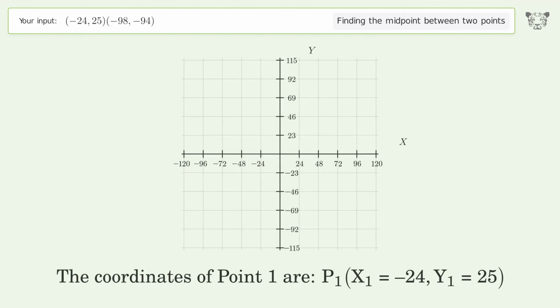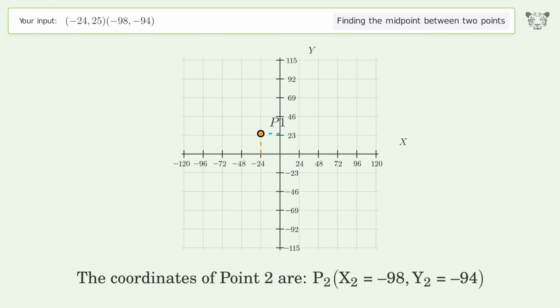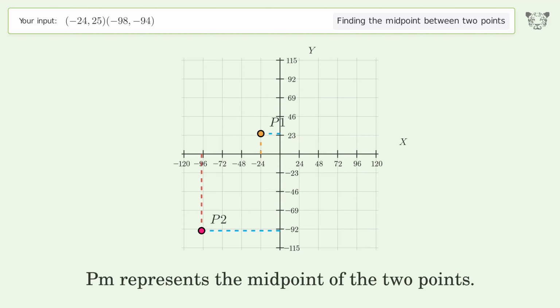The coordinates of point 1 are, x1 equals -24, y1 equals 25. The coordinates of point 2 are, x2 equals -98, y2 equals -94. PM represents the midpoint of the 2 points.